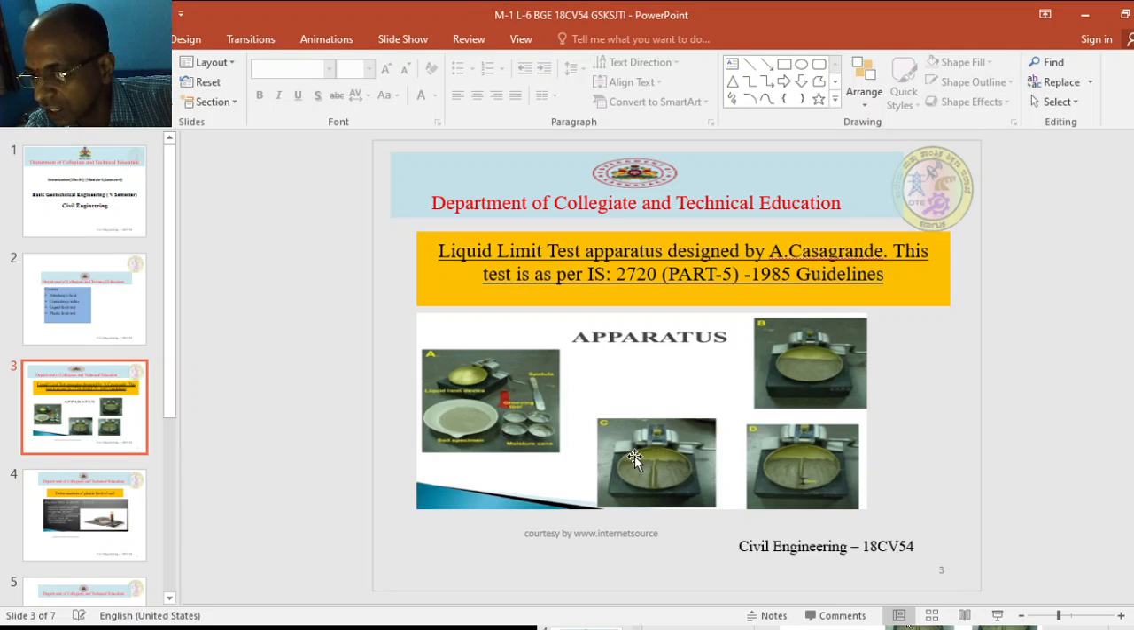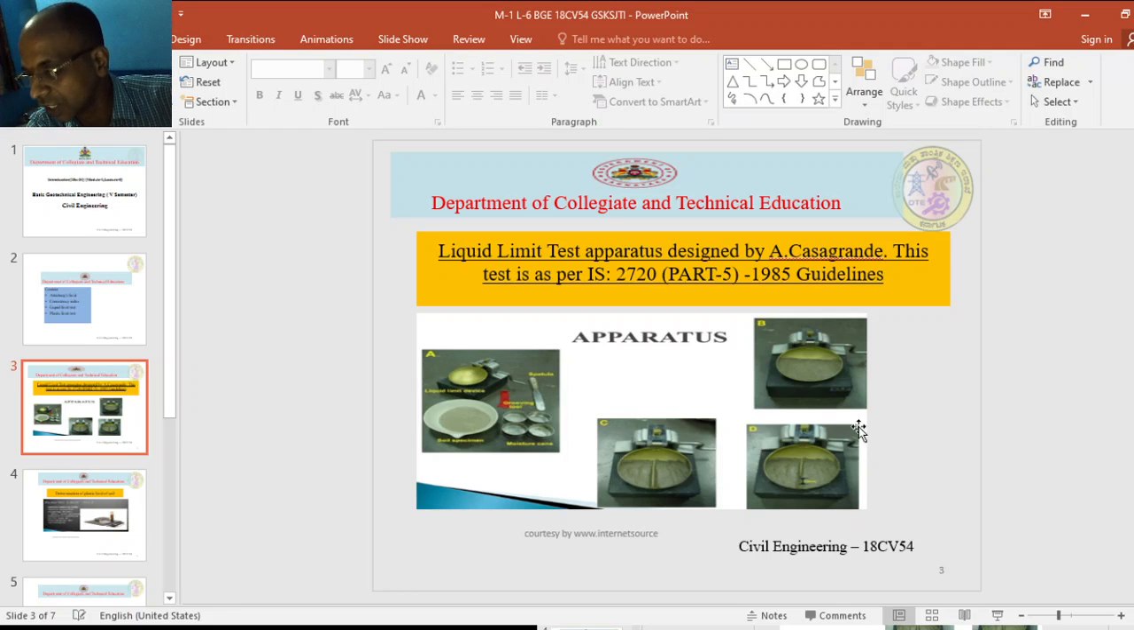Next, there are grooving tools for cutting the groove at the center of the sample. One is called the ASTM grooving tool, another is the Casagrande grooving tool. Using the grooving tool, cut a groove. If you fill the sample 1 centimeter, the depth of the groove will be 1 centimeter, and the width of the groove has been designed so that it is also 1 centimeter. That is step D.